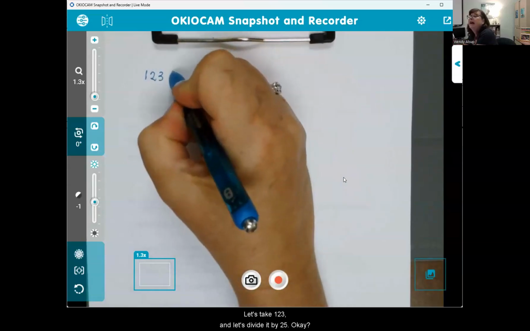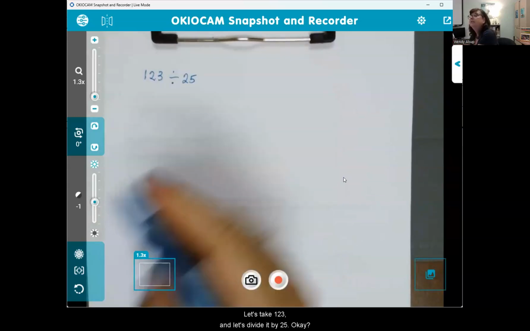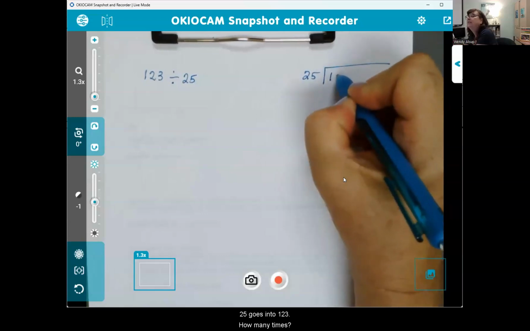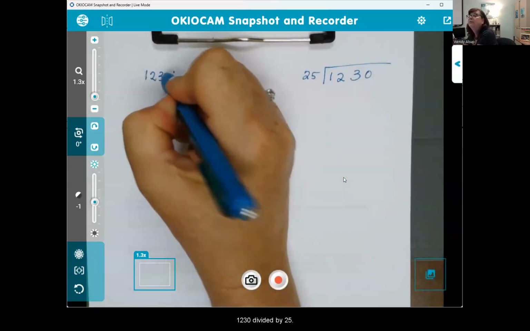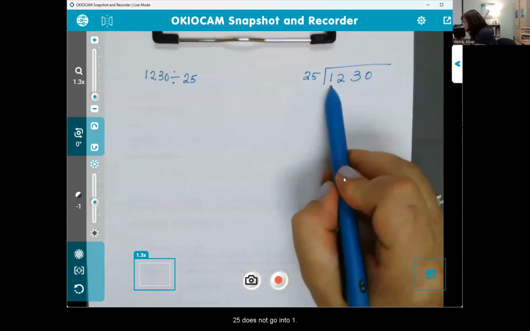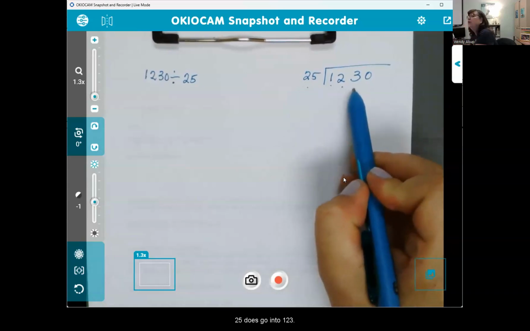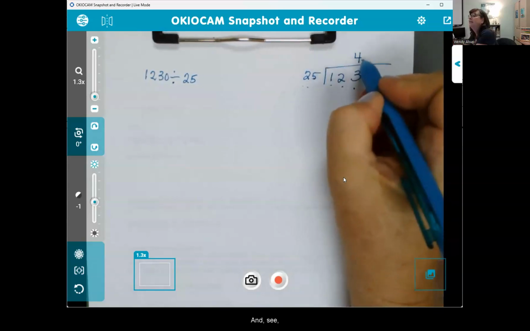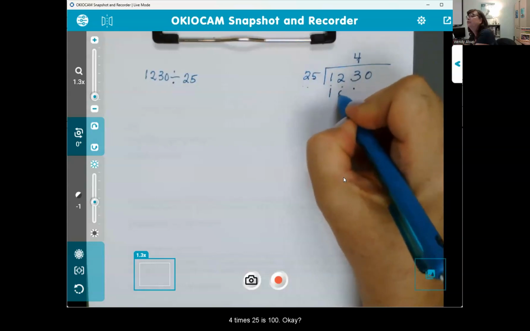Let's take 123 and divide it by 25. So long division. How many times does 25 go in? Oh, let's do 1,230 divided by 25. I need a bigger number. 25 does not go into 1. 25 does not go into 12. 25 does go into 123 4 times. I'm taking my 4 and multiplying it by the 25. 4 times 25 is 100.